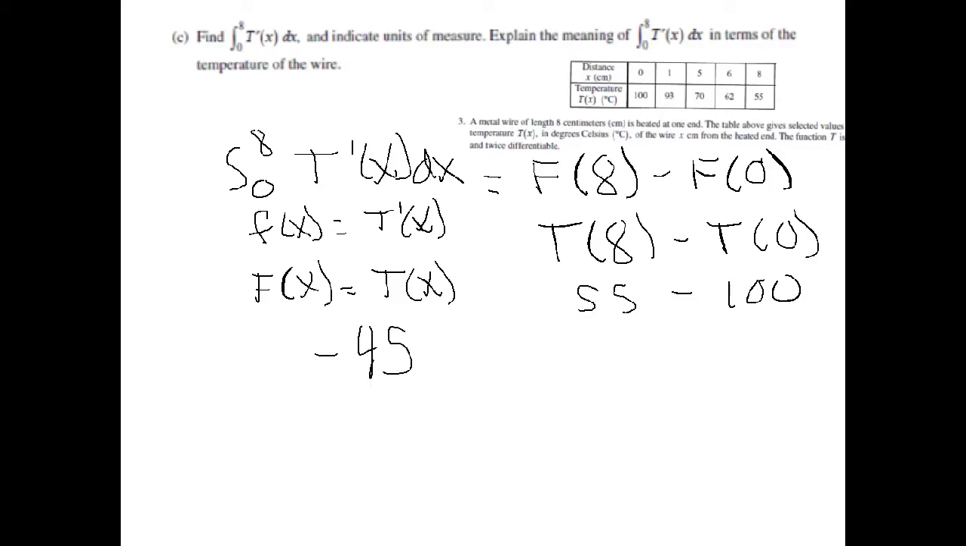In order to explain the meaning of negative 45, we have to realize that T prime is the rate of change of the temperature with respect to the distance. So when I integrate any rate, I get the total. So the negative 45 would be the degrees Celsius change in temperature from the beginning of the wire to the end.